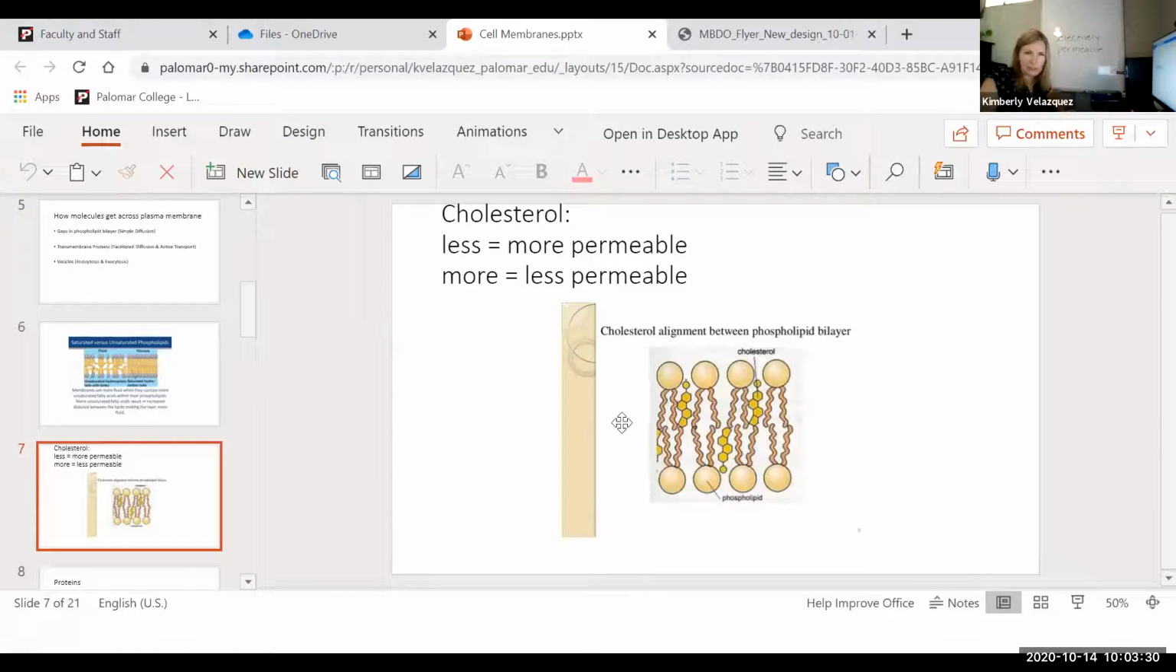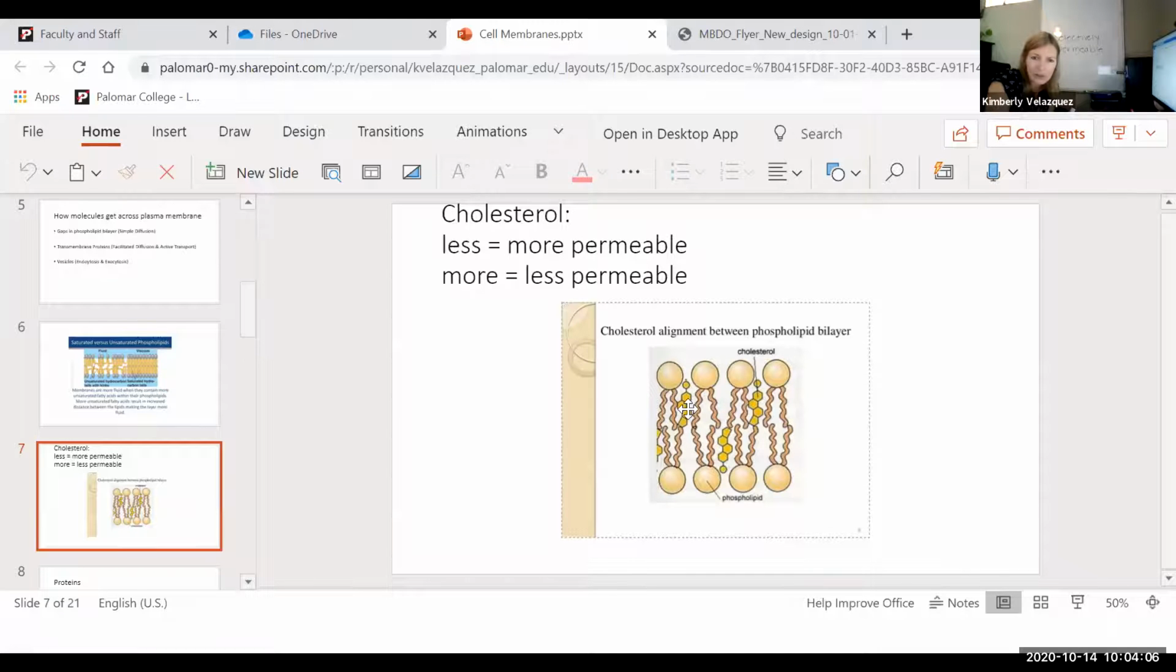One of the things it can do structurally is, if there is more cholesterol embedded in that membrane, it's very stable and doesn't allow much simple diffusion to occur. So the less cholesterol you have, the less stable that membrane is and the more permeable. It's the opposite of what you would think. One way to make a membrane more permeable is to have less cholesterol stabilizing it. If you want it to be less permeable, you'll have more cholesterol.